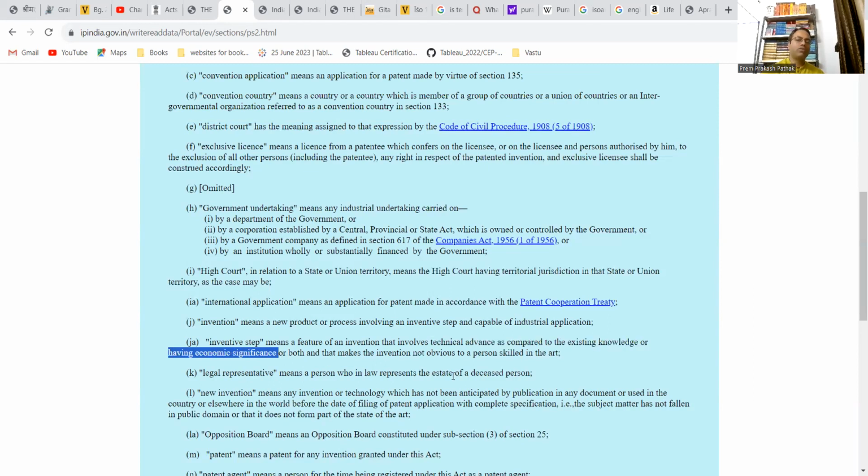Or even if there is not much technical advancement, but if you can demonstrate that this is not very technical, but it has a very economic significance, then also it will be called an inventive step. That means it seems obvious, but no one has done this. Because we did this first time and we are getting a huge economic significance, it can be considered an inventive step. Or both, that means there is a technical advancement and also economic significance. And that makes the invention not obvious to a person skilled in the art.